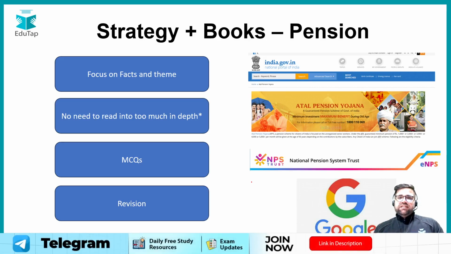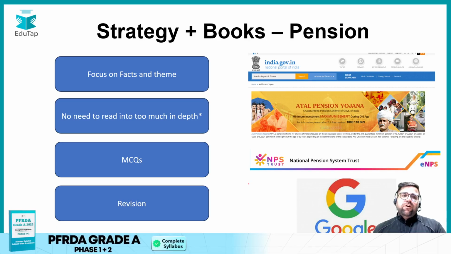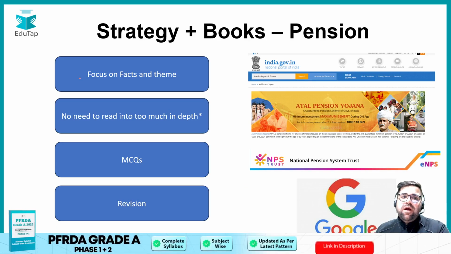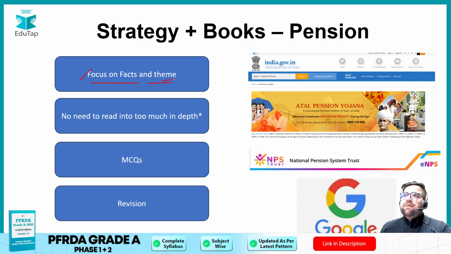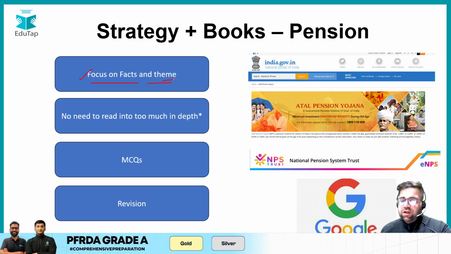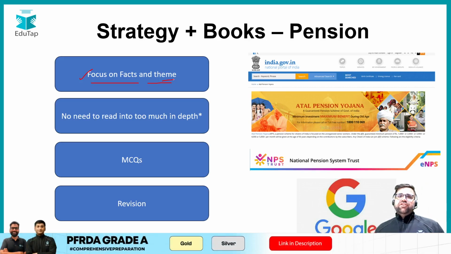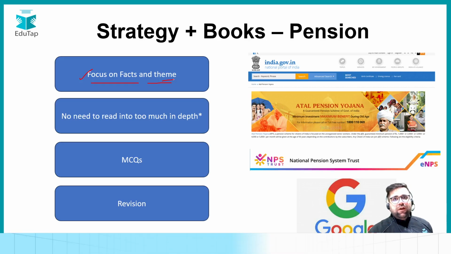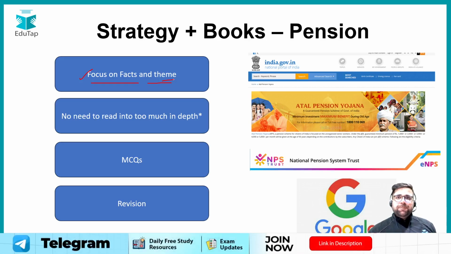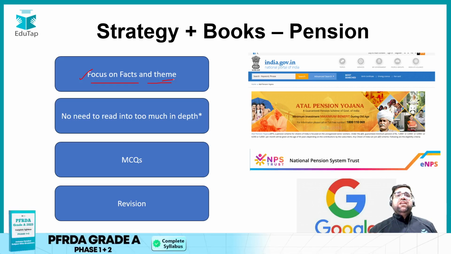Moving forward, now let's talk about strategy for pension. First of all, please remember, my friend, that over here you have to focus a lot on facts and theme. By theme, I mean, for example, let's talk about Atal Pension Yojana. You should know the theme of Atal Pension Yojana, that why it was brought, what are certain important points in it, in which particular year it was launched, right? What was the need behind it?